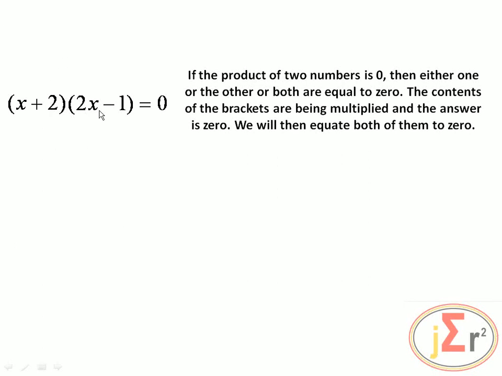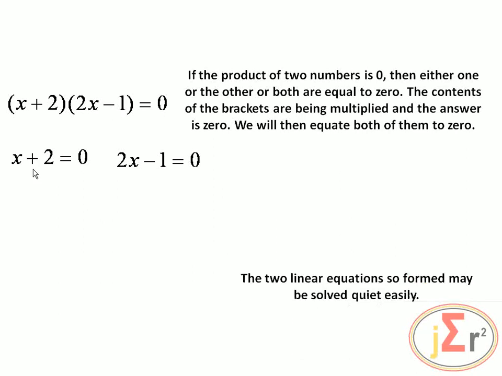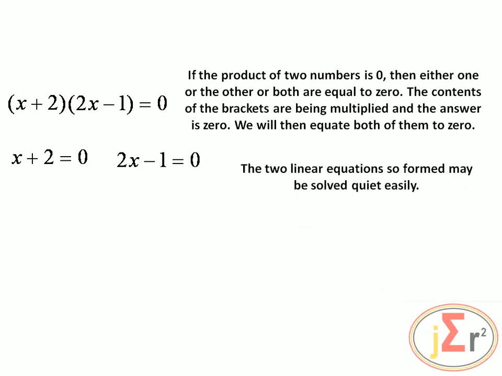These two multiply to give 0. So this one is equal to 0, or this one is equal to 0, or both of them are equal to 0. So we will solve this one, x plus 2 is equal to 0, and we will solve 2x minus 1 is equal to 0. This one is a single step. X plus 2 is equal to 0, x is equal to negative 2. And for the other one, 2x minus 1 is equal to 0. 2x is equal to positive 1. Then we say x is equal to a half by dividing both sides by 2.